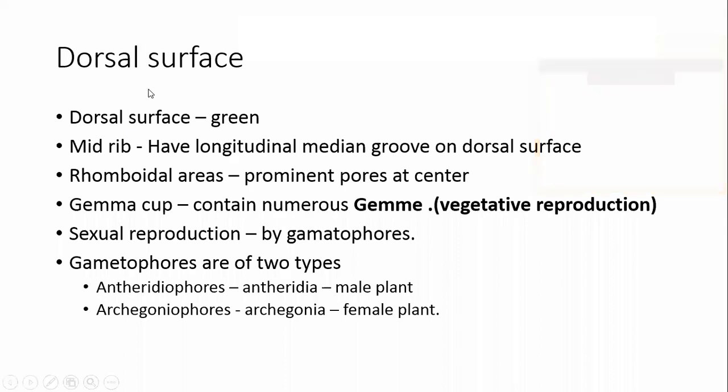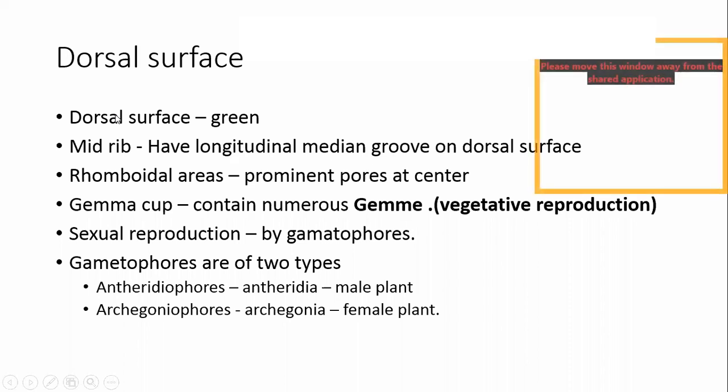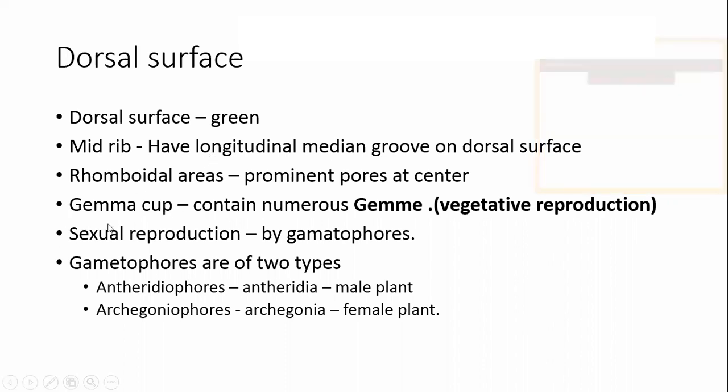So here, coming onto the dorsal surface. Dorsal means upper surface, what you can see, not the surface which is facing the earth. The dorsal surface is green. They have a midrib, as we saw in the picture. How is the midrib? It is a longitudinal median groove. The dorsal surface has rhomboidal areas. Okay, prominent pores are present in the rhomboidal areas.